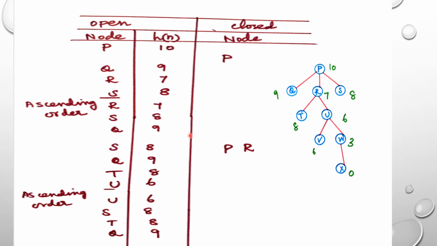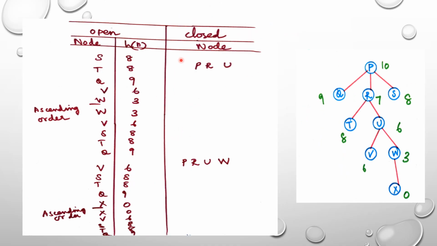What are all the explored values? T's value is 8 and U's is 6. What is the immediate next step? We have to write the values in ascending order based upon the h of n value. The least value is 6, for node U. So U 6, S 8, T 8, Q 9. What is the next step? We move U from the open list to the closed list and explore U.